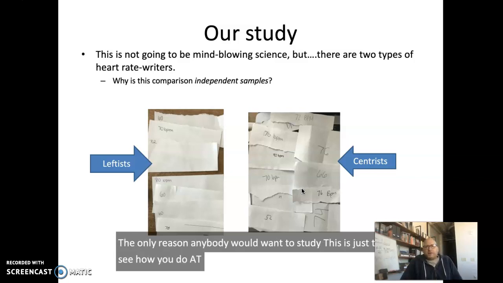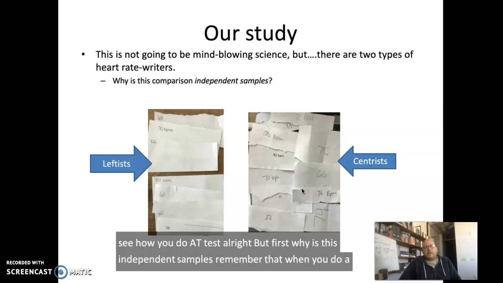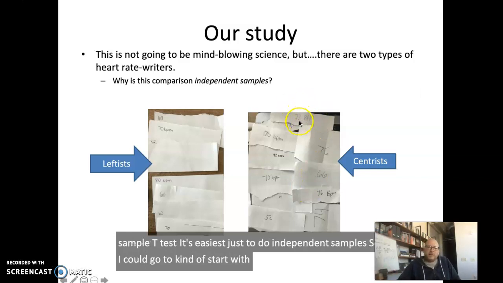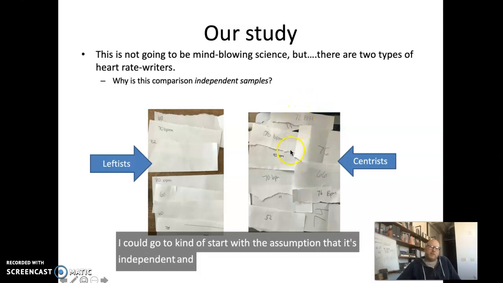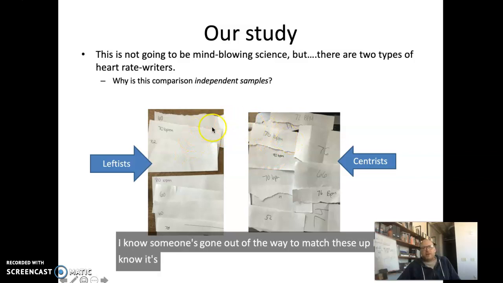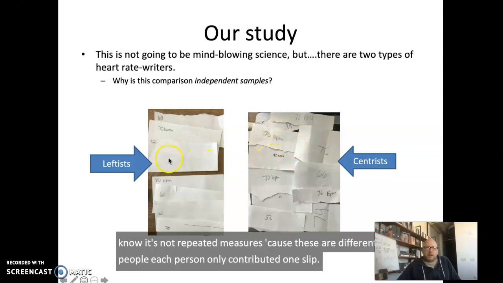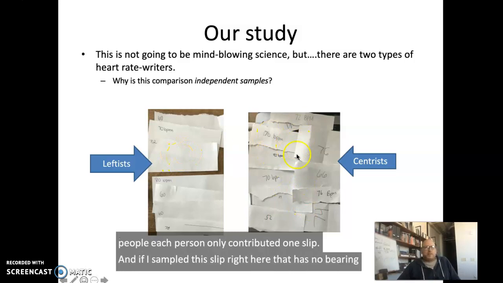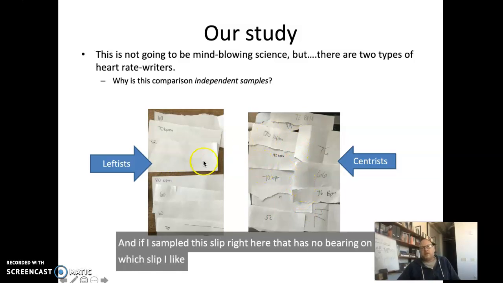All right, but first, why is this independent samples? Remember that when you do a 2-sample t-test, it's easiest just to do independent samples. So I'm going to kind of start with the assumption that it's independent unless I know someone's gone out of the way to match these up. I know it's not repeated measures because these are different people. Each person only contributed 1 slip. And if I sampled this slip right here, that has no bearing on which slip I might sample over here. There's no connection between any of those. So these are independent.